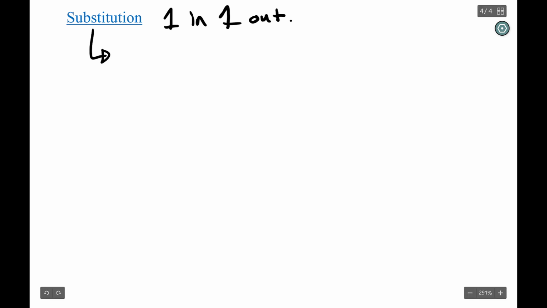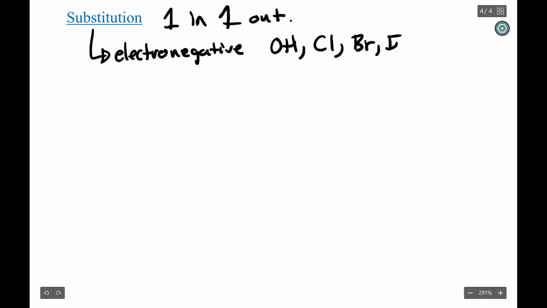The last type of reaction an alkane can be involved in is a substitution. I always like to call substitutions one in, one out reactions. It helps me remember what's going on. And generally in a substitution, you'd be dealing with something called a nucleophile, or something which is really electronegative. So this could be things like an OH. Usually this is not how we would make an alcohol, but things like chlorine, bromine, iodine, or fluorine.